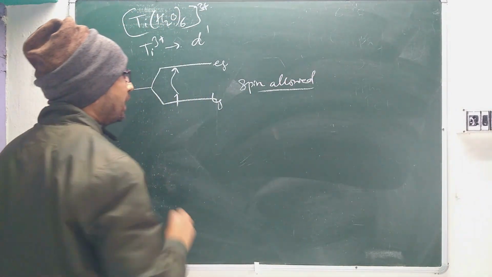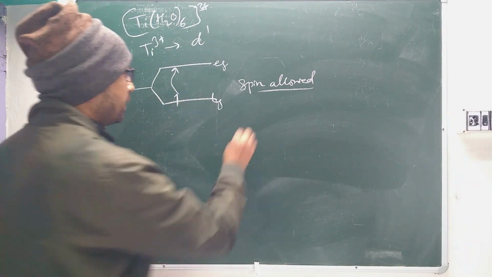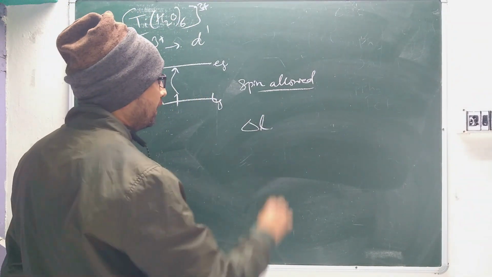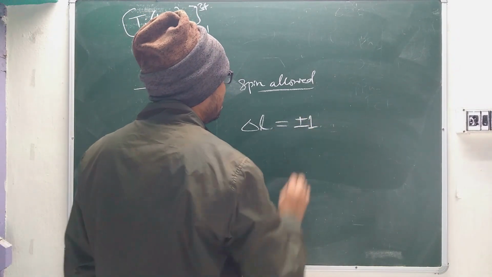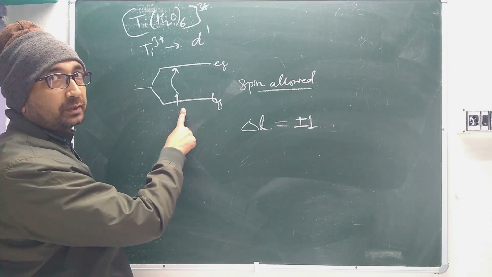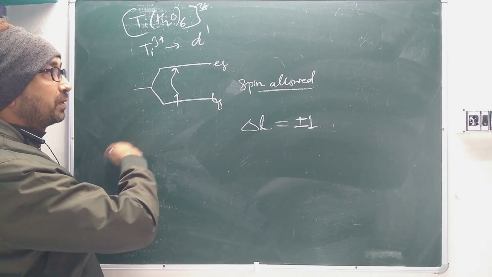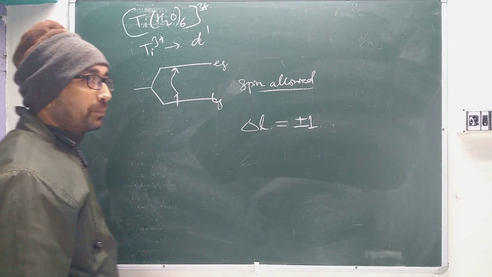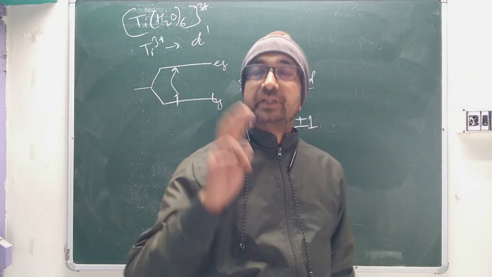Okay, spin allowed, correct. But what about Laporte? Laporte is delta L, and it should be equal to plus or minus 1, right? Here we are not changing delta L. The orbital is not changing. If it is coming from P orbital to D orbital, then it is Laporte allowed.